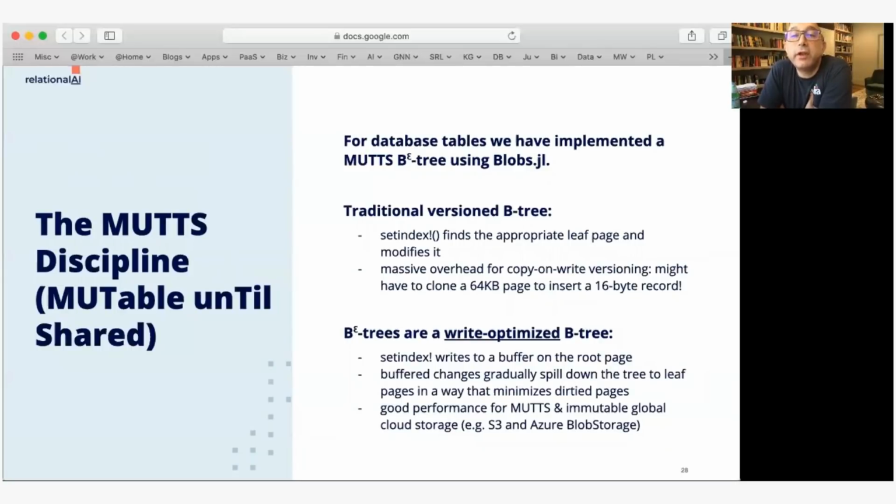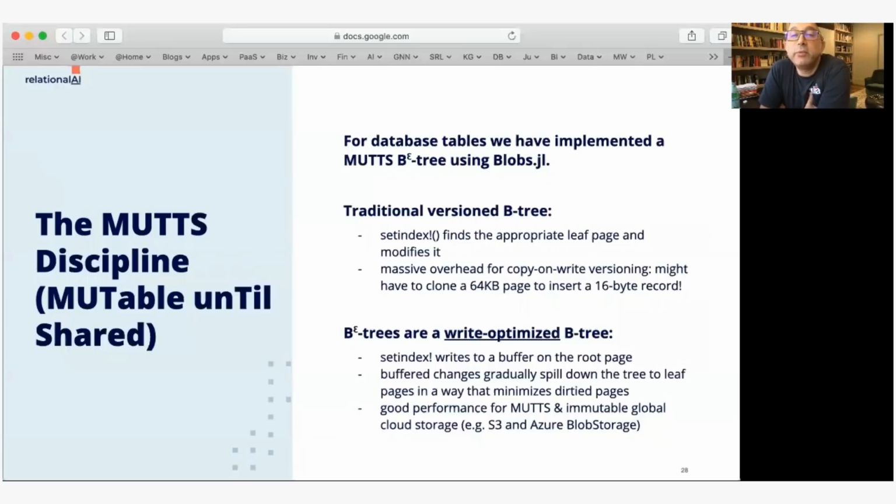For durable storage and big data, we also have to have paged data structures. And in our case, we've implemented a B epsilon tree in Julia using the Blobs.jl package, a package that we also built and open sourced.